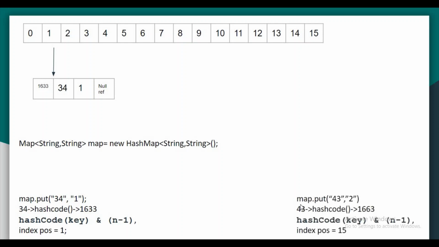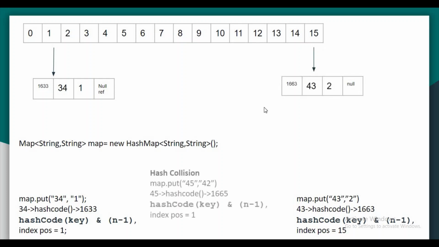Now I am trying to insert some other key value pair and the same steps will be repeated: hashcode generation, index value generation, and node creation. If you observe here, for this key value pair a node will be created and inserted at the 15 index position. Now I want to explain another scenario. If you observe, guys, at this node the next node references are pointed to null because it doesn't have any next node, right?